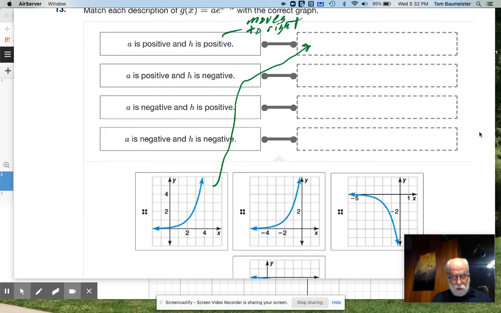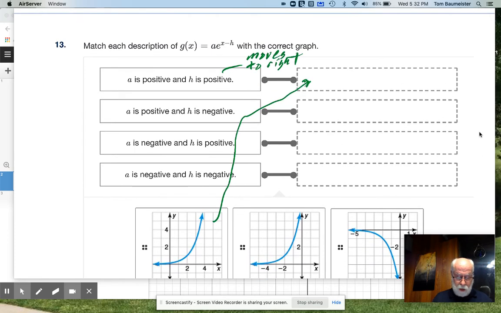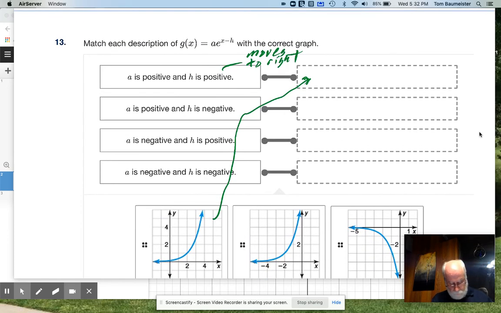Right, when A is positive and H is negative, so on that one there, it's the same thing. It's still going to go up, but now it's going to be shifted the other way. So what's the only one that goes up and shifts the other way? It's this one right here. So again, it's a drag and drop.